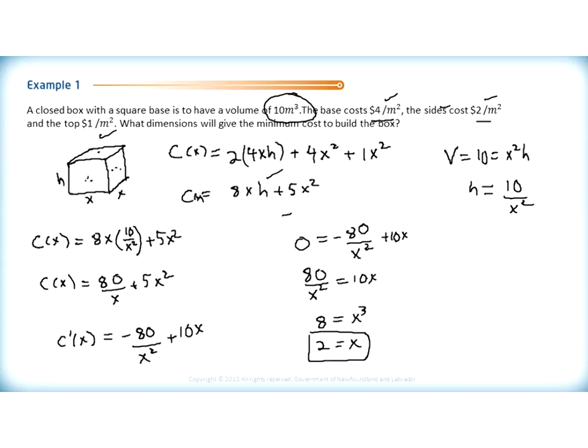So if we let x be 2 meters, then we will get the minimum cost to build the box. They don't ask us what that cost is, they want the dimensions. So we've got x, we've got to tell them h too, so that h is going to be equal to, from here, 10 divided by x squared, which is 4, so that'll be 2.5. So the minimum cost to build this box will occur if I let x be 2 meters along the bottom and the height of the box be 2.5 meters.